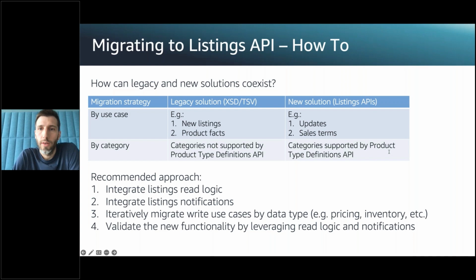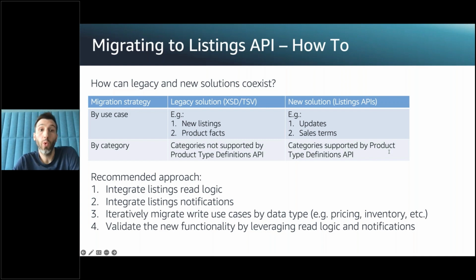So we mentioned earlier that both the legacy and the new solutions can coexist. You might be asking, what does it mean? How can you migrate your workloads in an iterative and controlled fashion, keeping part of the logic in the current system while rolling out and testing other sections? To accomplish this, there are two migration strategies that you can follow.